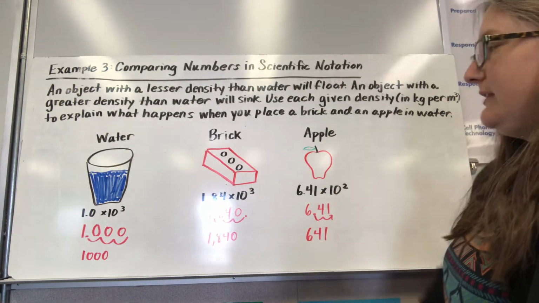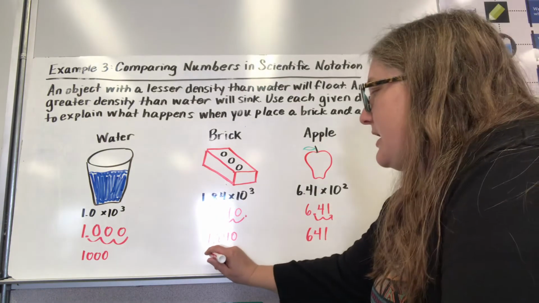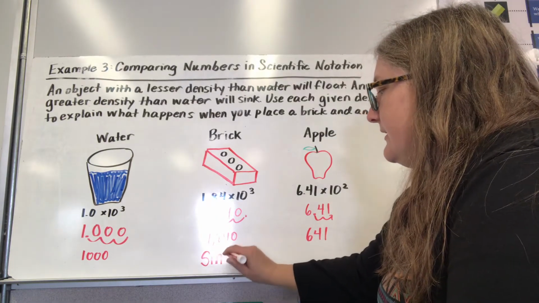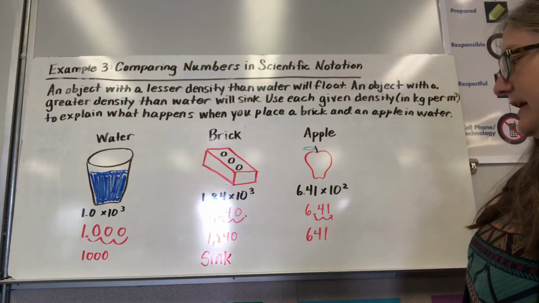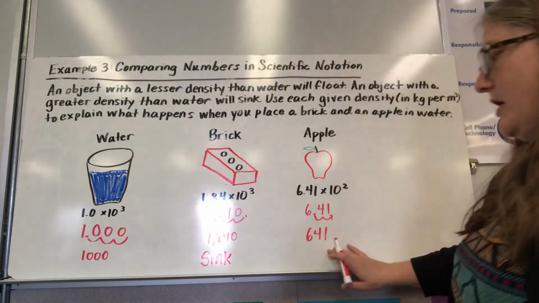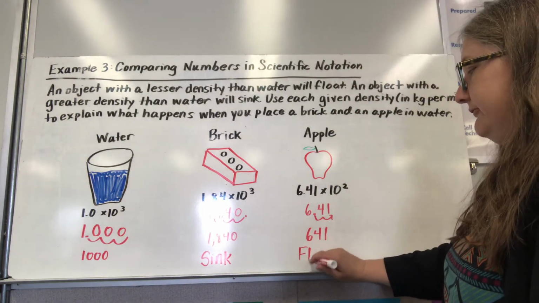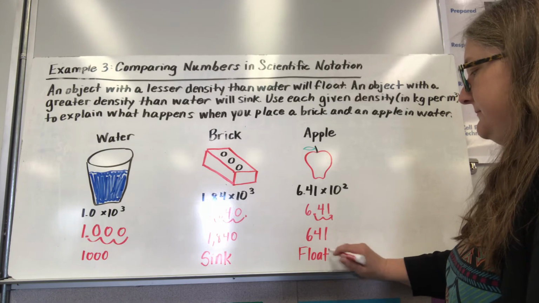The brick's density is greater than that, so the brick will sink. The apple's density is less than the water, so the apple will float when you put it in.